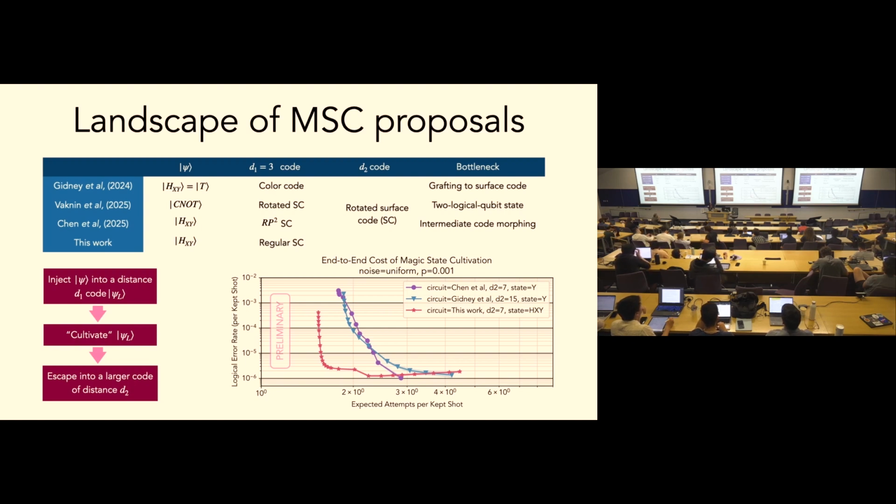And as we perform post-selection based on decoding of the larger state, we see that our logical error rate drops quite sharply. And we're able to reach competitive logical error rates at much lower expected attempts per kept shot than previous protocols. So now that we have an idea of what our protocol is and how it performs, I'm going to break it down and go through it step by step.